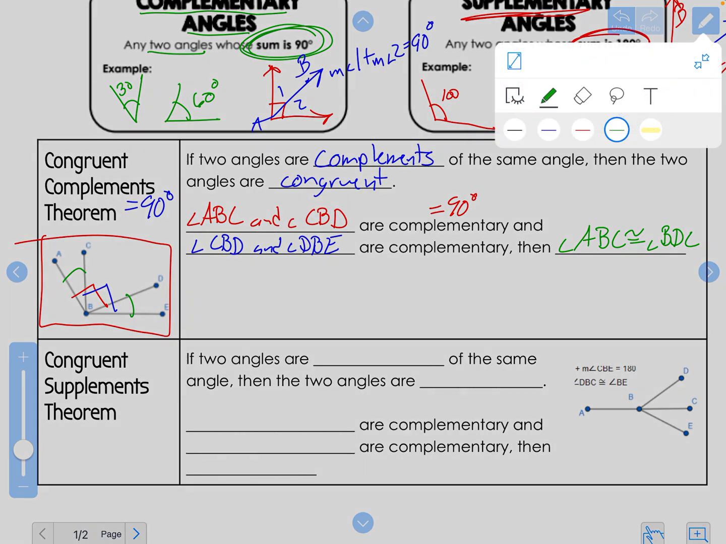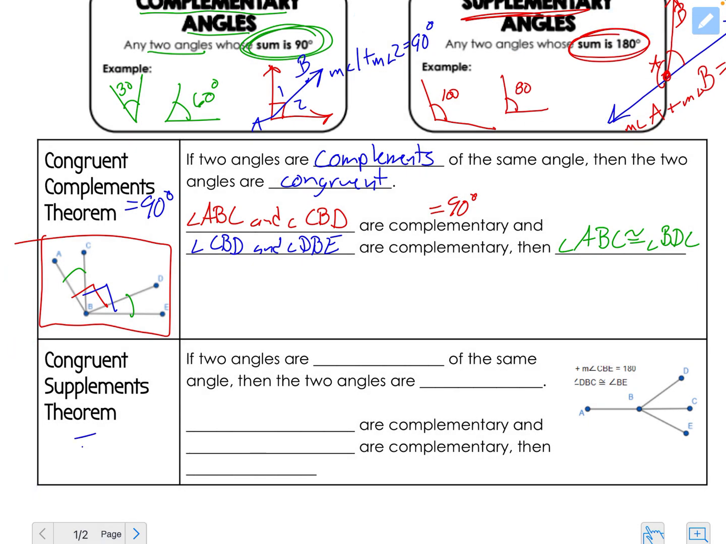And so our congruent supplements theorem is the same thing, except we know that supplementary angles are 180 degrees. So again, if two angles are supplements of the same angle, then the two angles are congruent.